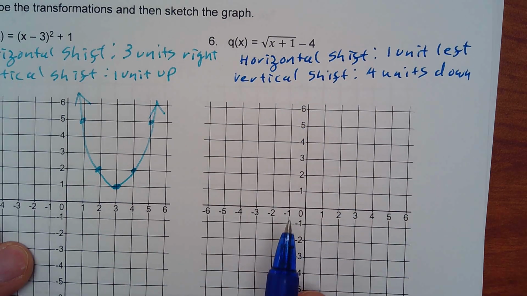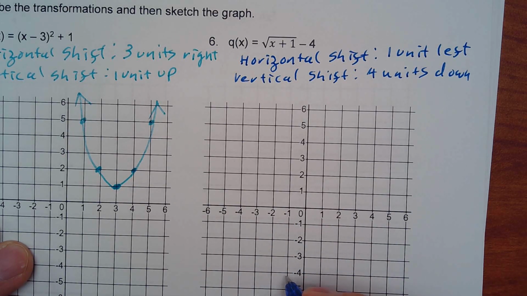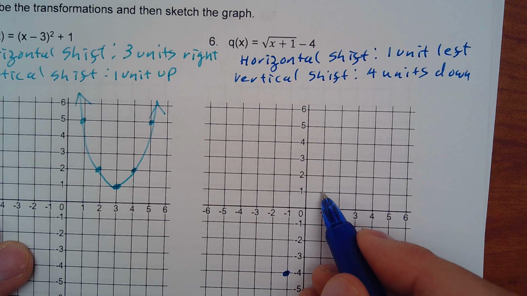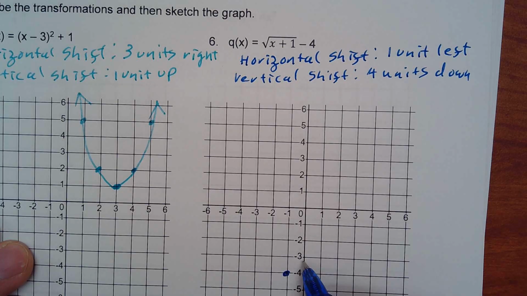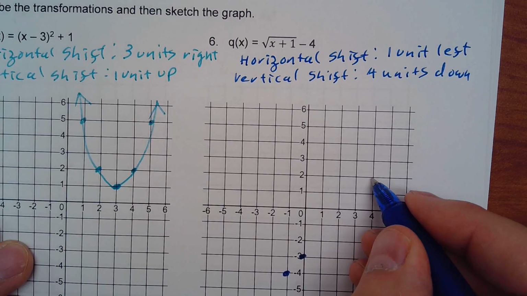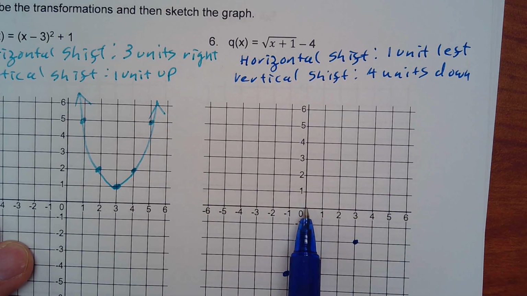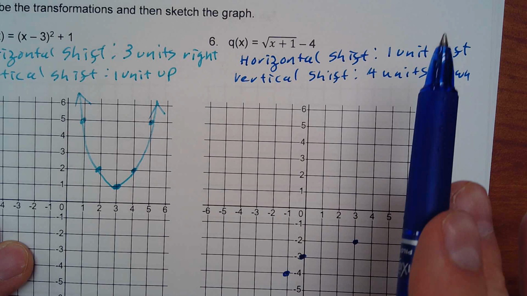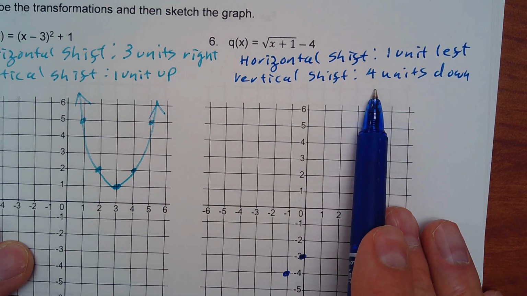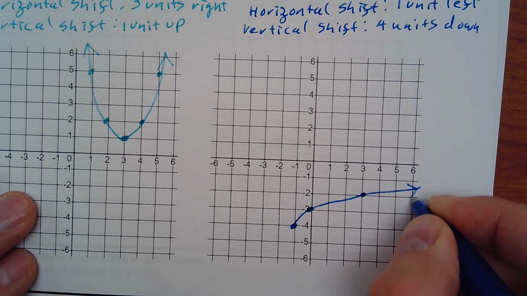Okay, so starting at 0, 0, I'm going 1 unit left and 4 down. 1, 1, 1 unit left, 4 down. 4, 2, 1 unit left, 4 units down. So it's just like I'm taking my x coordinate, subtracting 1, and then taking the y coordinate, subtracting 4 to get these points. And then we sketch in our graph.